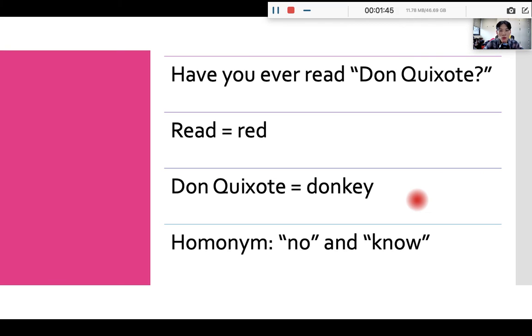And he also does some tricks with words. Okay, have you ever read? So this is in present perfect tense. R-E-A-D here is pronounced as read. Don Quixote. So red, like the color red. Donkey, like the animal donkey. So this is an example of homonym. Okay, in Chinese, this is called 同音异义字, like no and no.